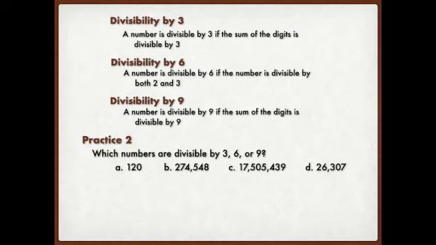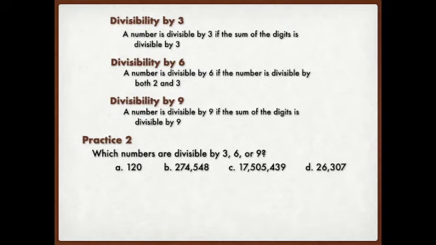Let's take a look at the next three rules, starting with divisibility by 3. A number is divisible by 3 if the sum of the digits is divisible by 3. This is talking about adding. This is pretty interesting. Let's jump down to the practice, letter A, 120.